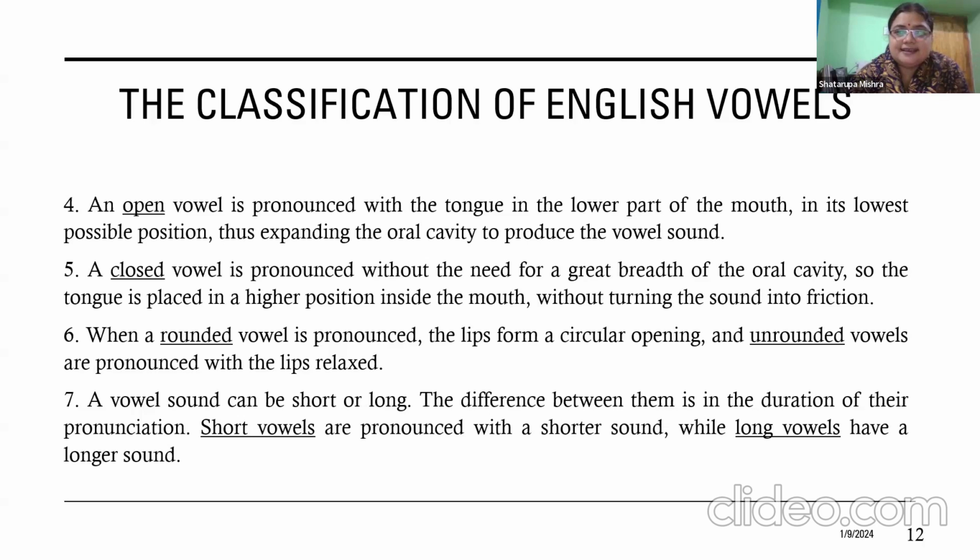All right. Now, a vowel sound can be short or long. There are short vowels and then there are long vowels. The difference between them is in the duration of their pronunciation. Short vowels are produced with a shorter sound, while long vowels have a longer sound. All right.